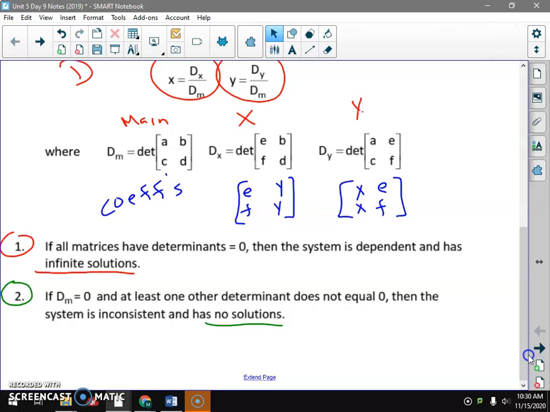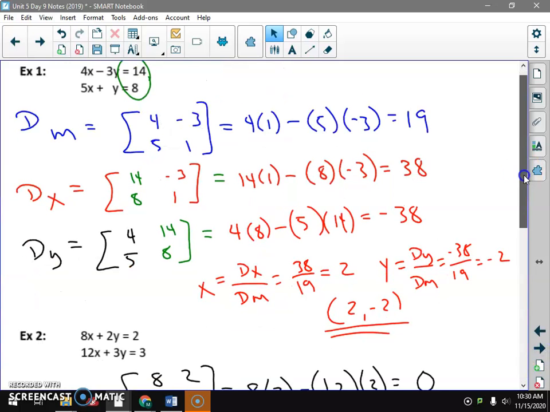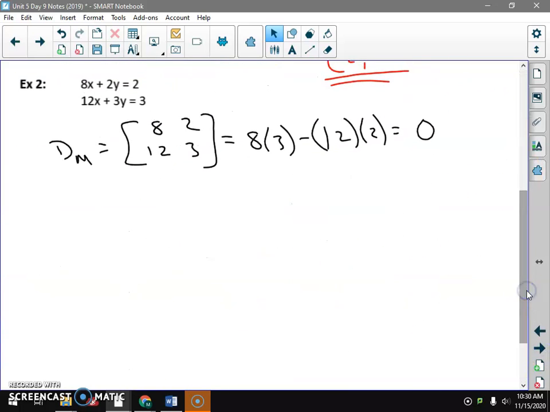So what does that mean for our problem at hand? We found the main is 0. It's a special case. Are the other two determinants also 0? We've got to test those. So I'm going to go to x.